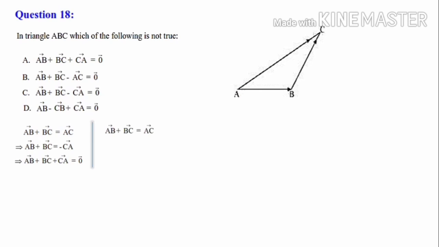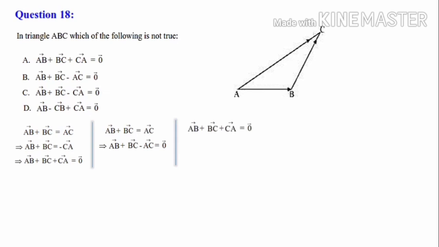Then we will go again: AB plus BC is equal to AC. Again the triangle law of vector addition. Then AB plus BC, this AC we are bringing to the left side, so it is minus vector AC, equal to 0 vector. So here AB, BC and AC, this is the second statement. So the second statement is also true.